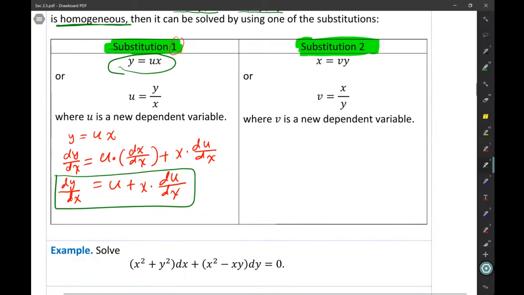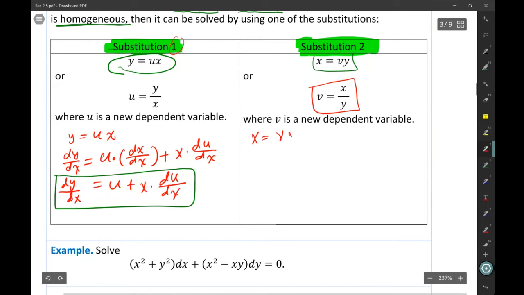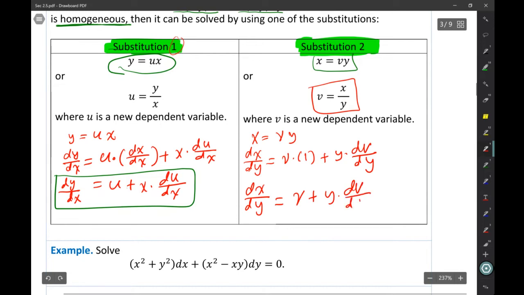you will assume x is equal vy. So v is equal to x over y. Now when you assume x is equal vy, dx by dy becomes what? v times 1, plus the second times the derivative of the first, y times dv over dy. Then you can replace dx by dy to be v plus y times dv over dy.